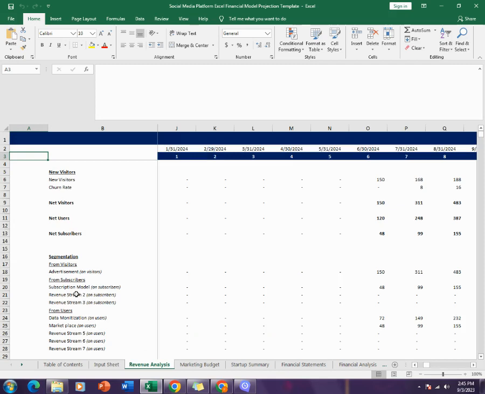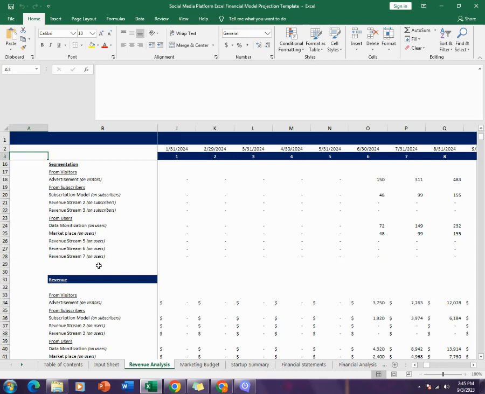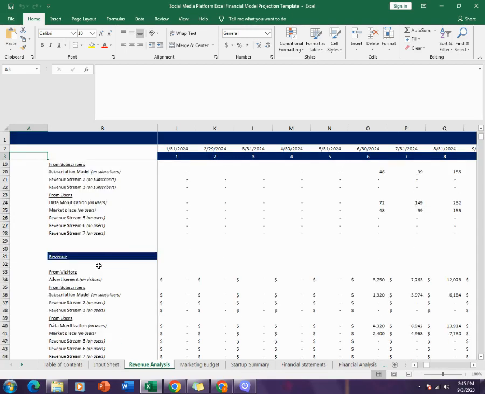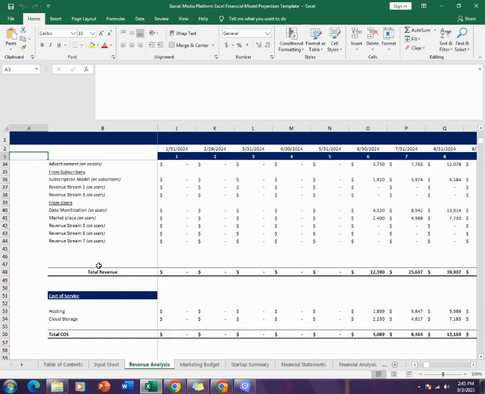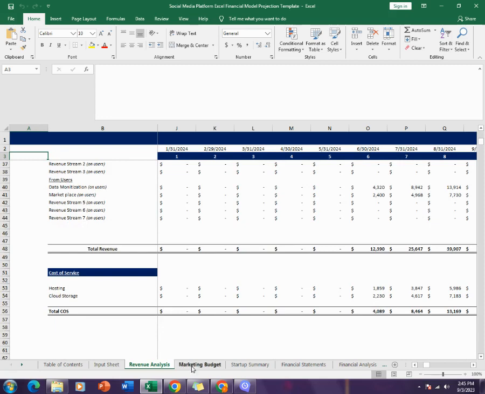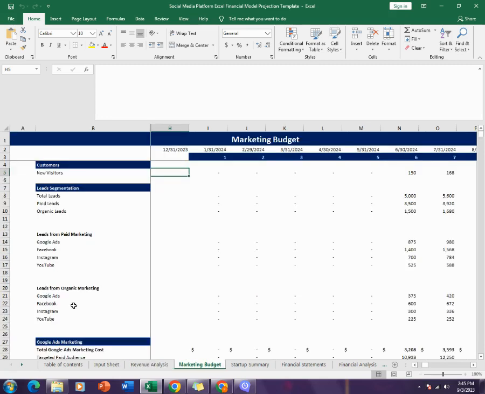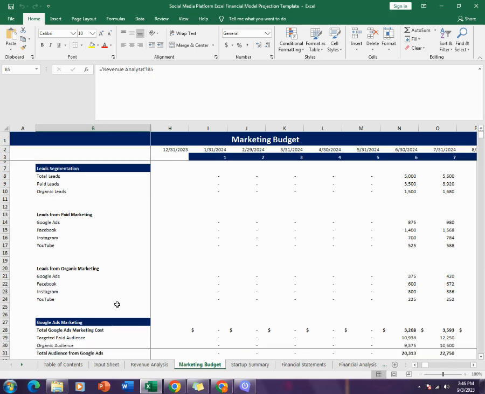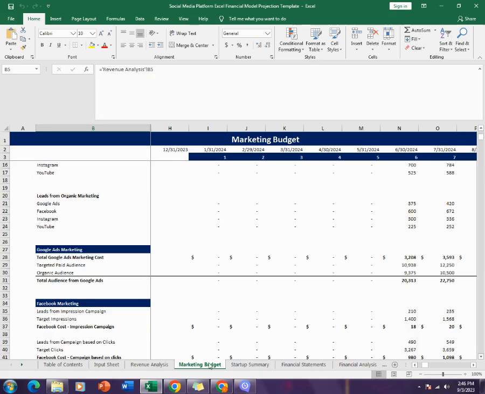Then comes the revenue analysis. The revenue analysis tells you about the new visitors or subscribers and the revenue generated from them and the cost of service on these revenue streams. Then comes the marketing budget. This tells you about the visitors that are being generated by the company through marketing from different platforms.